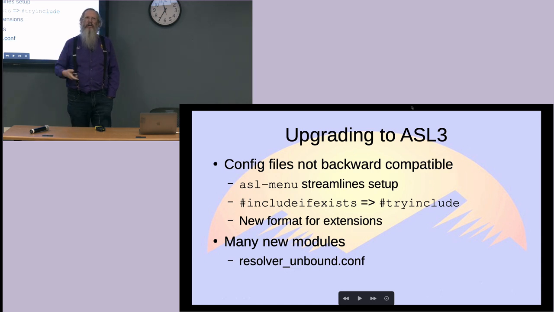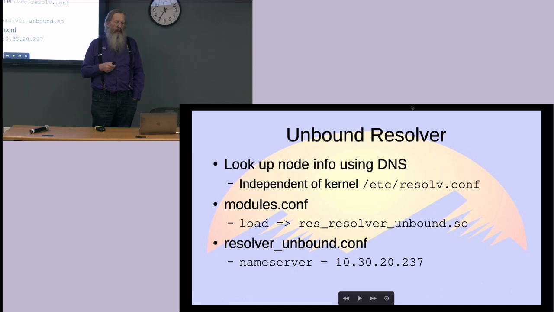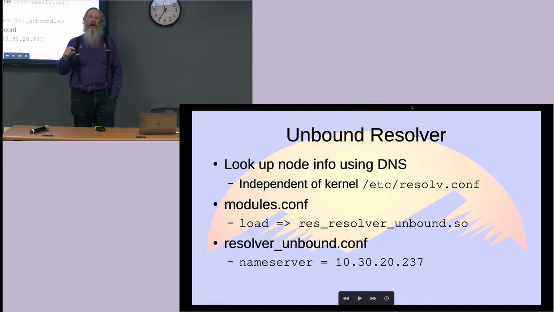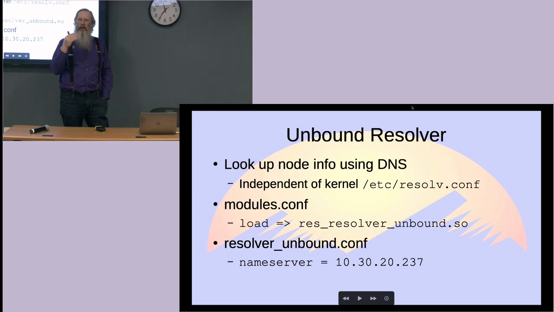And then, of course, there's a whole bunch of new modules that were introduced, different channels and other capabilities. But the particular one that I'm interested in is this res_resolver_unbound module. And how that works is that instead of having a DNS server that talks to the rest of the system through the kernel, which is basically controlled with /etc/resolv.conf, which says go and talk to that particular DNS server to get whatever IP address to name translation you need for the kernel itself.